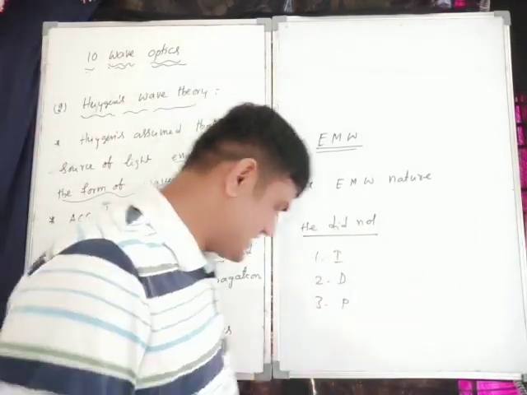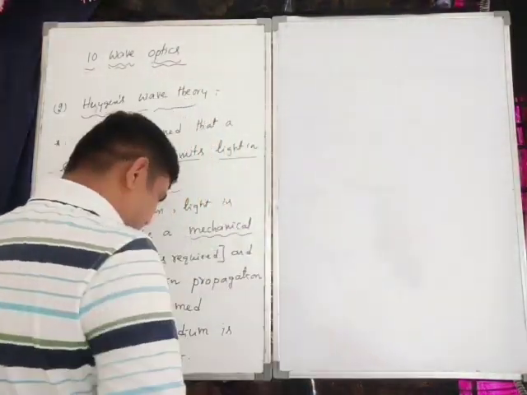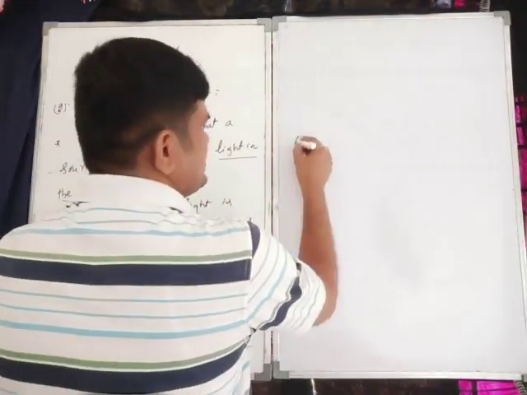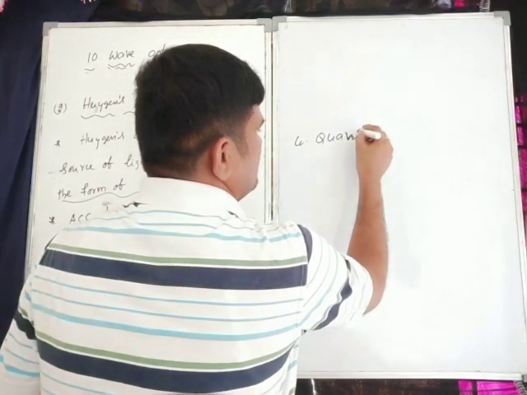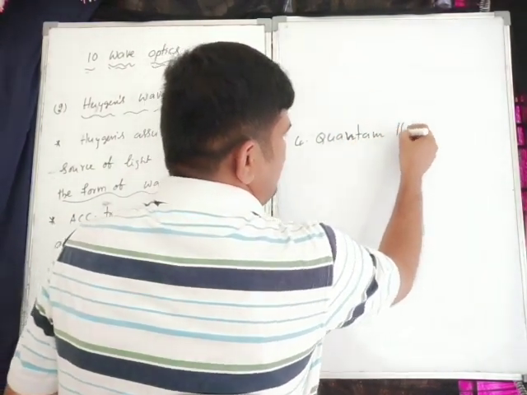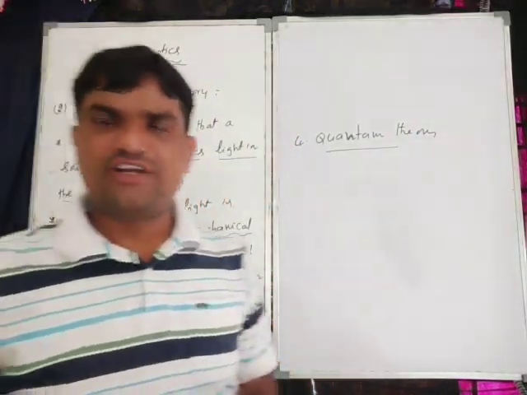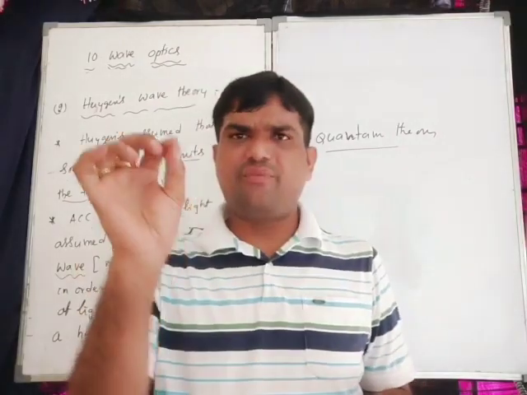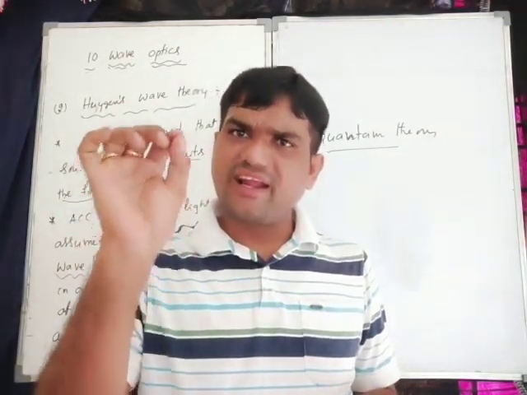So this is the explanation. Then quantum theory came. The fourth one is quantum theory. This was given by Einstein, the famous scientist, according to his photoelectric effect.